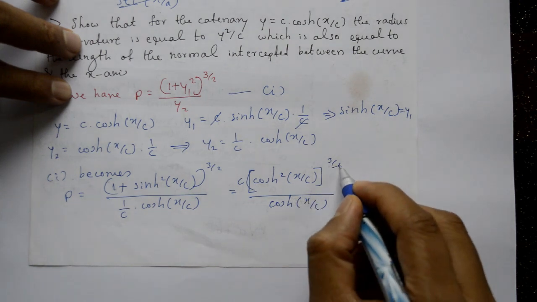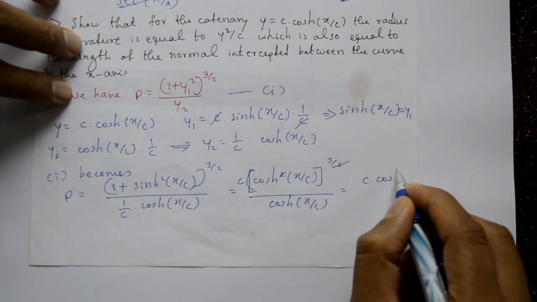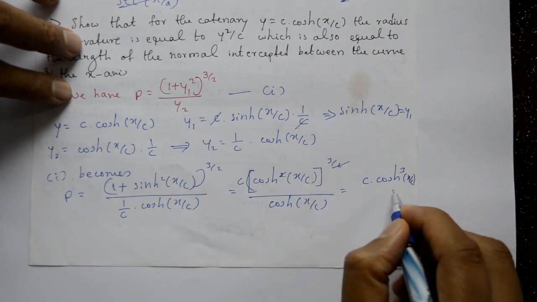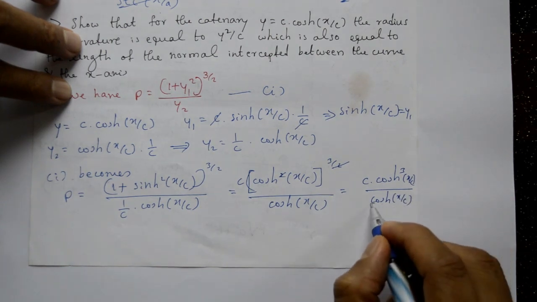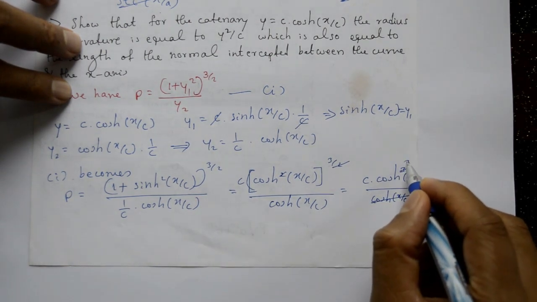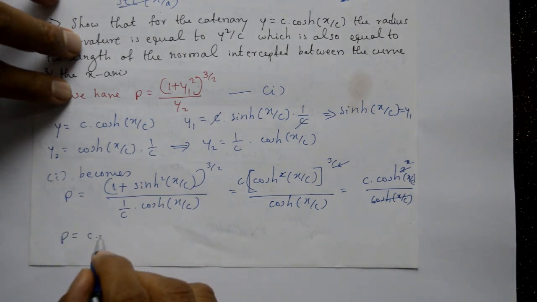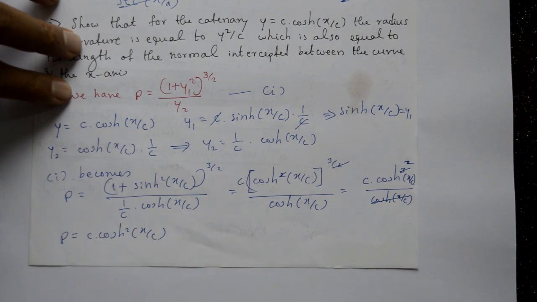Now squares cancel, c into cosh cubed(x/c) divided by cosh(x/c). One cosh hyperbolic function is cancelled. Rho is equal to c cosh squared(x/c).